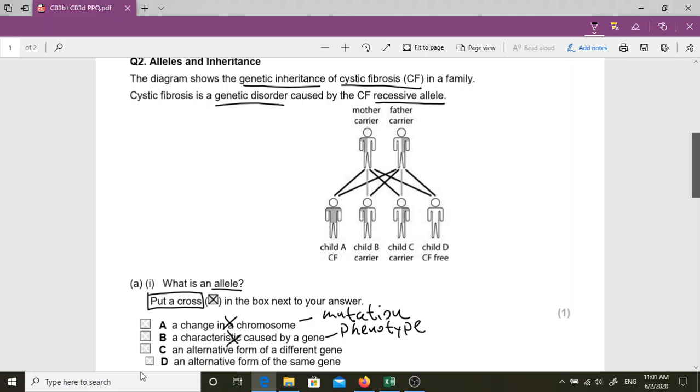And the next one is an alternative form of a different gene, and the last one, D, an alternative form of the same gene. So they are quite similar, but an allele is always the alternative form of the same gene. We have two versions of the same gene, so the correct answer here is D.